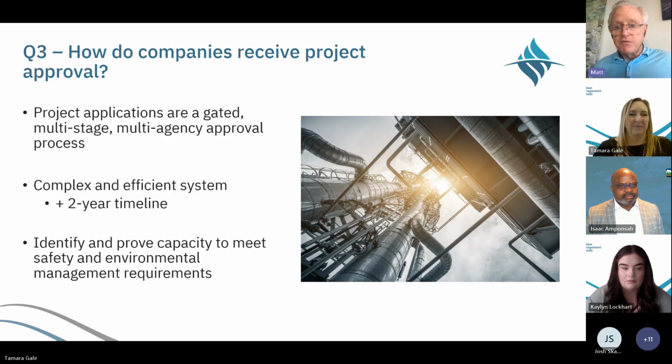How do the companies move forward to receive their project approvals? Well, from our perspective, the full approvals to have a commercial sequestration operation, which we hope to, like you say, have by later this year, it's a gated process. It's multi-stage even within the agencies, and there are several agencies. It involves Alberta Energy, the AER, and AEPA.